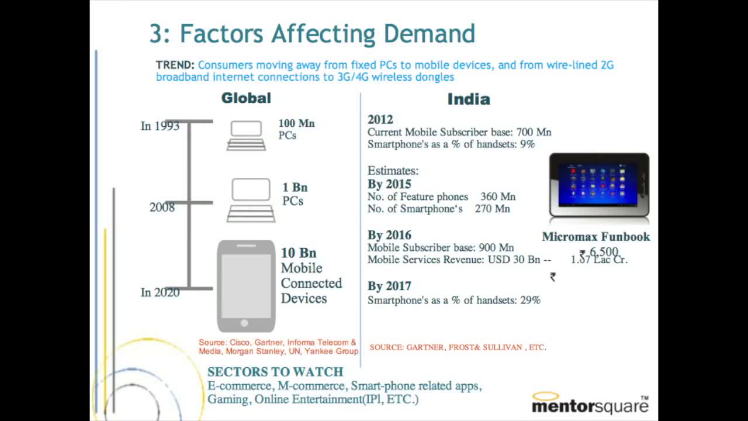So if you look at the data on the right hand side, in India, the current mobile subscriber base is around 700 million, and smartphones as a percentage of those as handsets is only 9%. By 2015, use in the market is expected to increase to 270 million, of which 270 million would be smartphones. By 2016, mobile services revenue is expected to cross US dollars 30 billion, which is about 1.7 lakh crore. And by 2017, smartphones as a percentage of handphones is expected to be almost 30%.